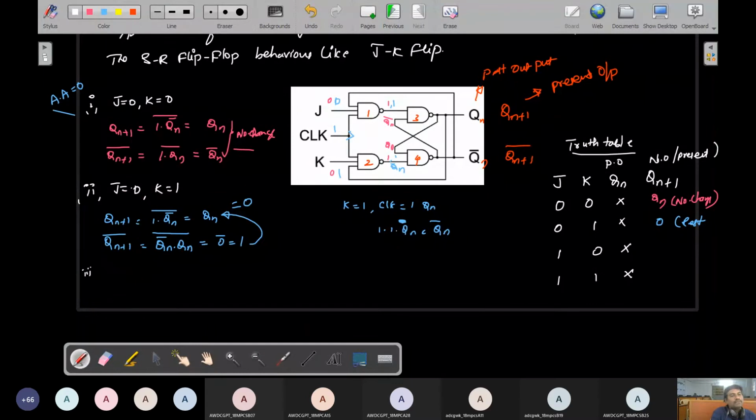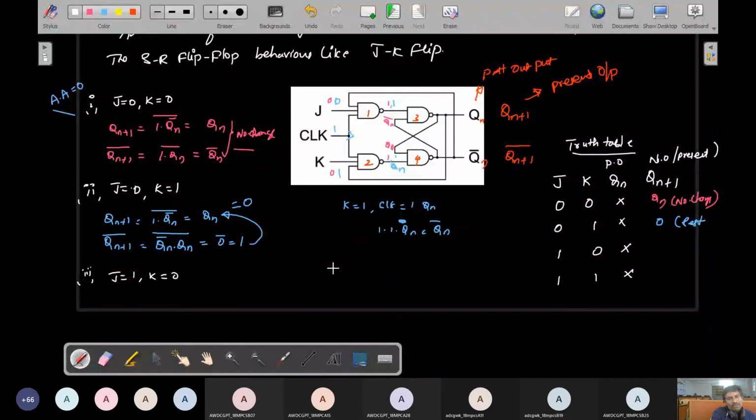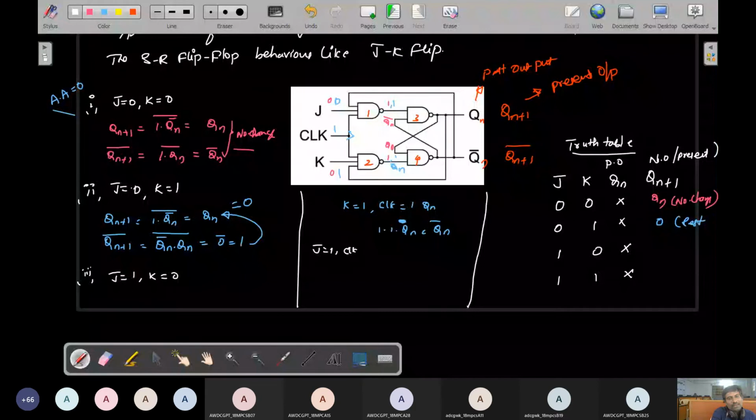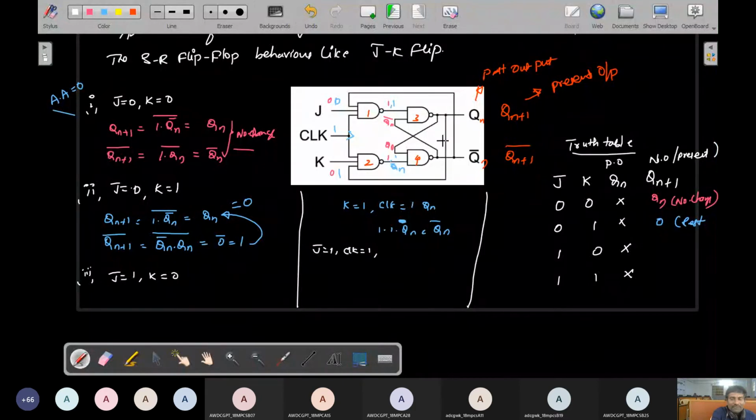Case 3. In case 3, j is equal to 1, k is equal to 0. Simply put, I'll explain it here also, from the first two gates. So if j is equal to 1, clock CLK is equal to 1, what is the feedback input? Feedback input is Q bar. Okay, so Q bar is the input.